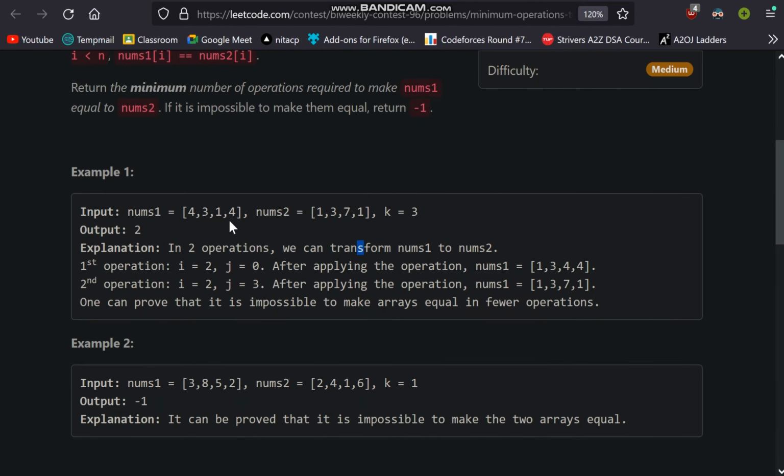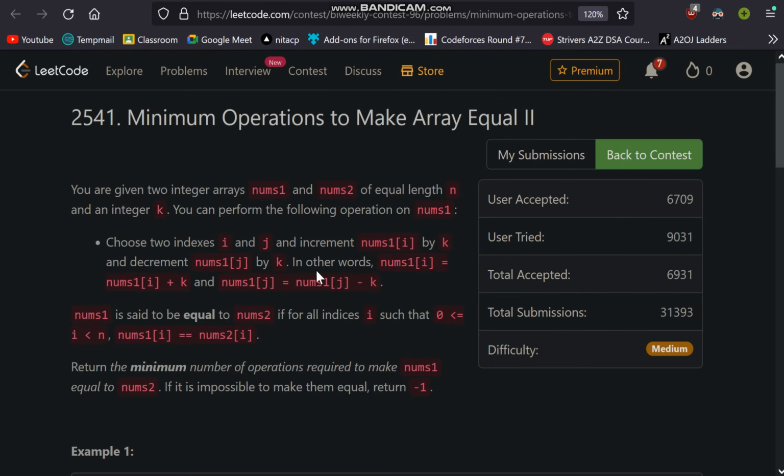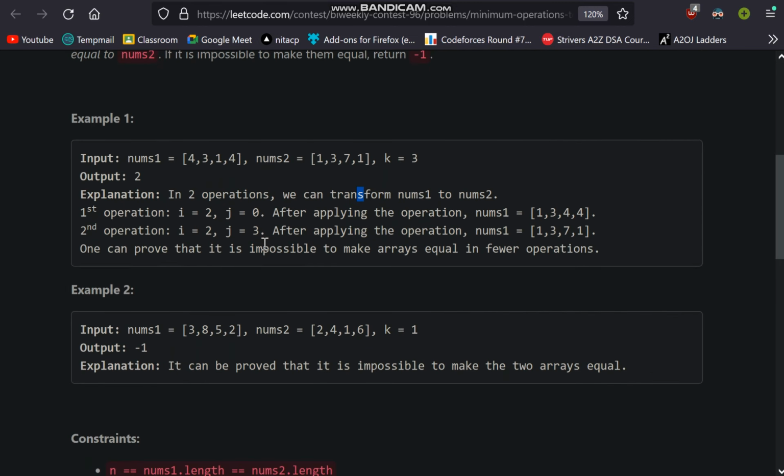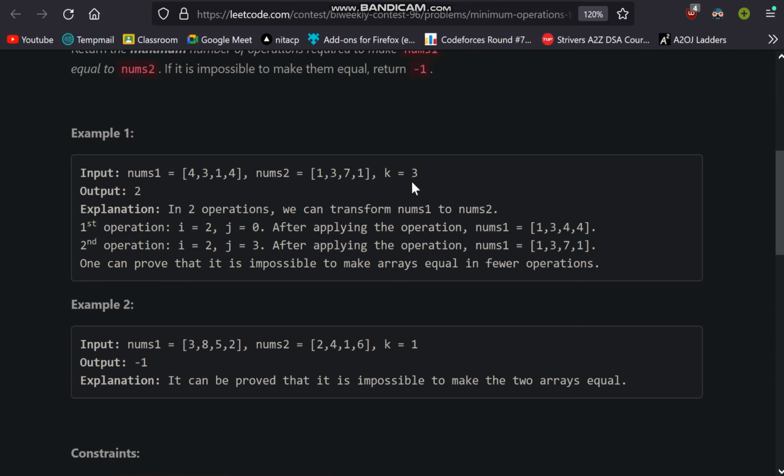If we increment any number by k, then we have to decrement some other number by k. This is already given in the question. So after performing all the operations, whatever amount we increment the numbers by must be equal to whatever amount we decrement the numbers by, because in every operation we increment one number by k and decrement another by k. If it is not equal, then it is not possible to make them equal, and we have to return -1. We can conclude this from the given example.